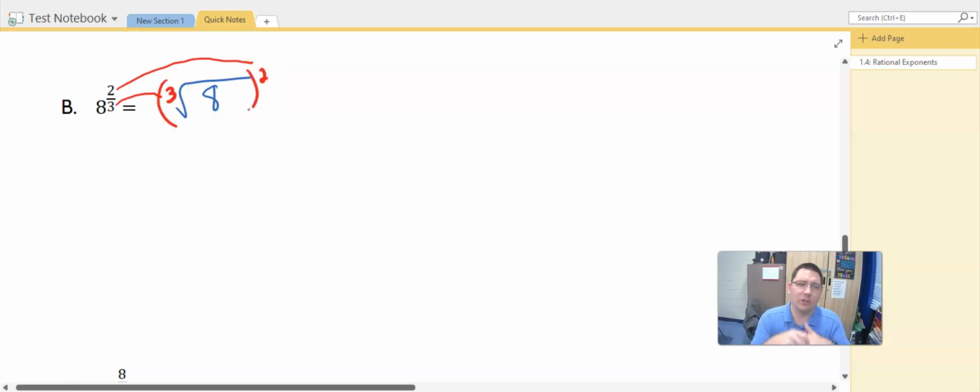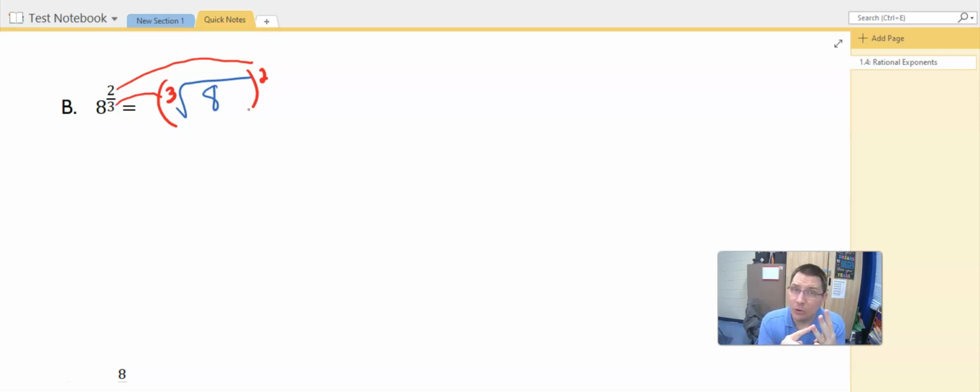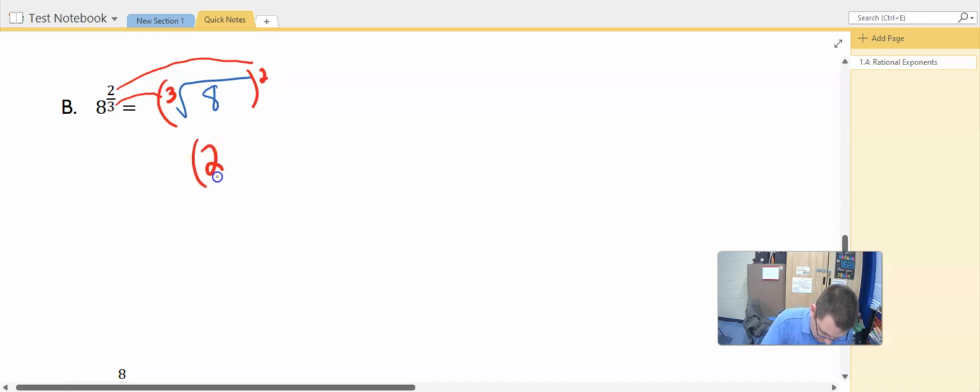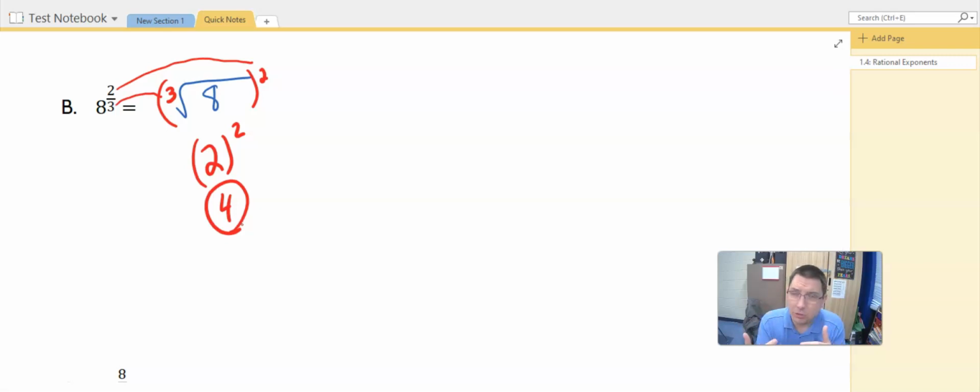And so we're going to ask ourselves, what is the cube root of 8? Well, what times itself will give us 8. 2 times 2 times 2 is 8. And so we're going to get 2 squared. And 2 squared is what? 4. And so we see that there. Okay? And so again, we want to take these three components of this rational exponent, the base, the numerator, and denominator of the power, and put them each in their own place as a radical and be able to simplify it. Let's look at example C.